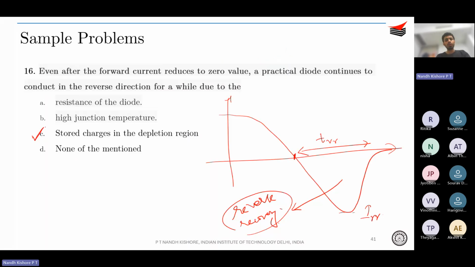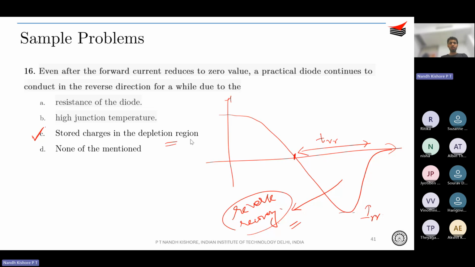Right. So this is a diode question. Even after the forward current reduces to zero, a practical diode continues to conduct in the reverse direction for a while. Due to what? Due to reverse recovery, right? Due to stored charges in the depletion region. That is what causes the reverse recovery, and that's why you get this PRR, IRR, and stuff.